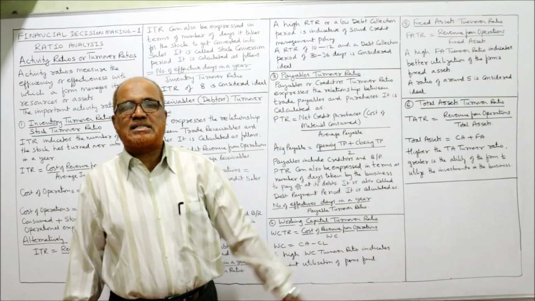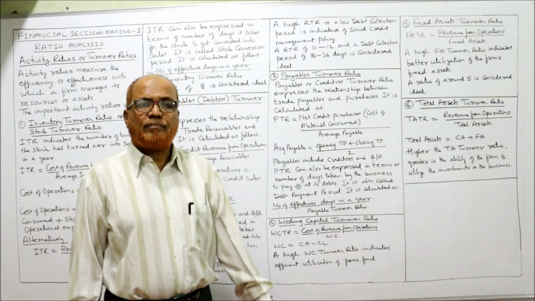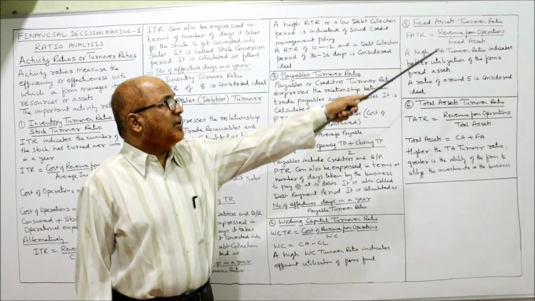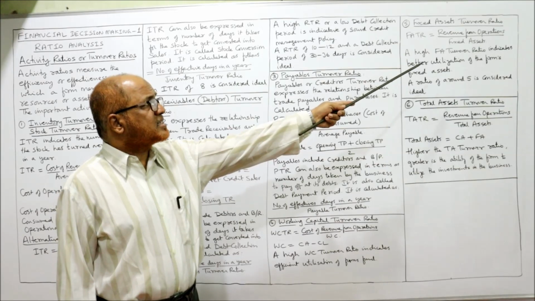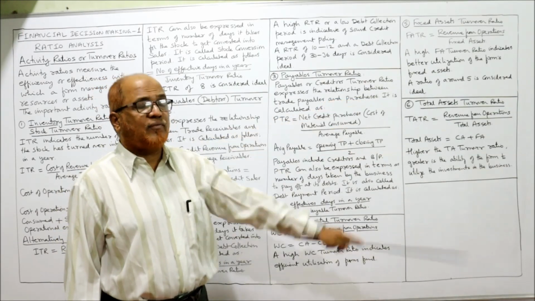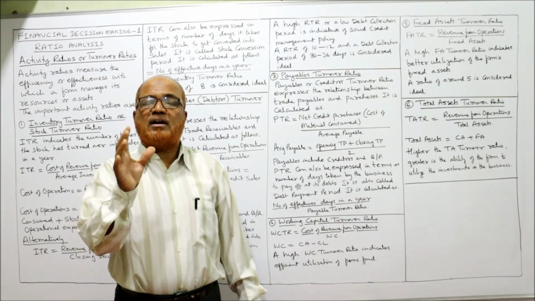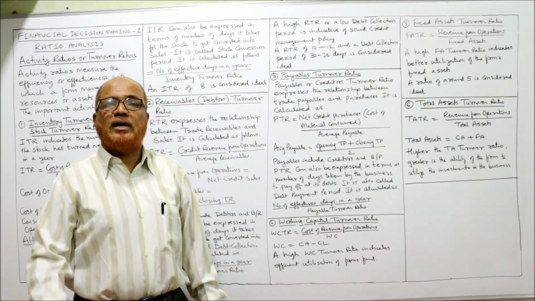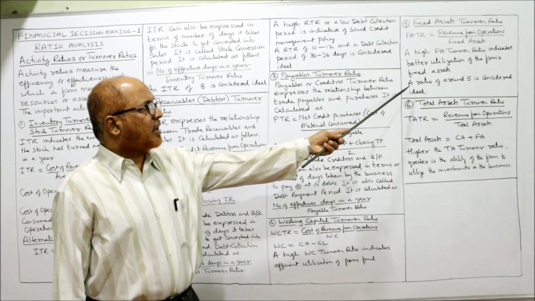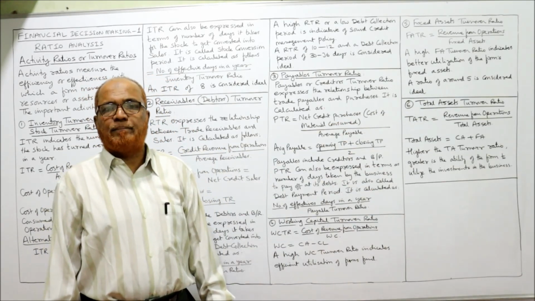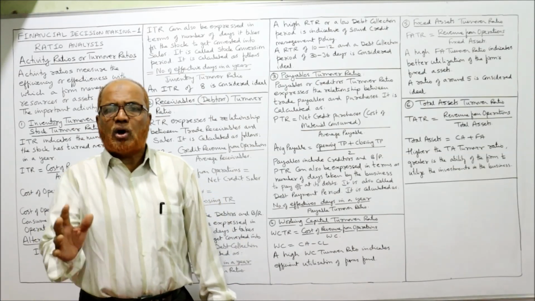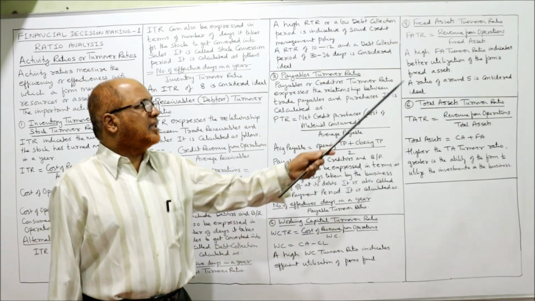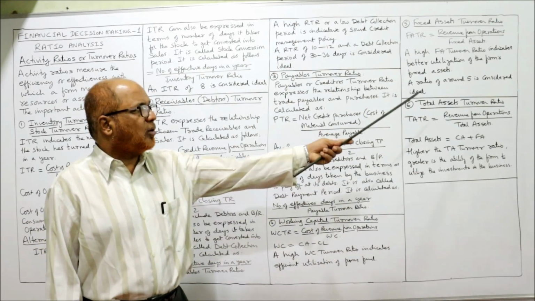Now fixed assets turnover ratio, this is the fifth one. The formula is revenue from operations, that is sales, divided by fixed assets. So a high fixed asset turnover ratio indicates better utilization of the firm's fixed assets, how effectively we are utilizing the fixed assets in the business. A high ratio is desirable. A ratio of around 5 is considered ideal. Some authors say it is not a thumb rule, but generally this fixed assets turnover ratio should be around 5.